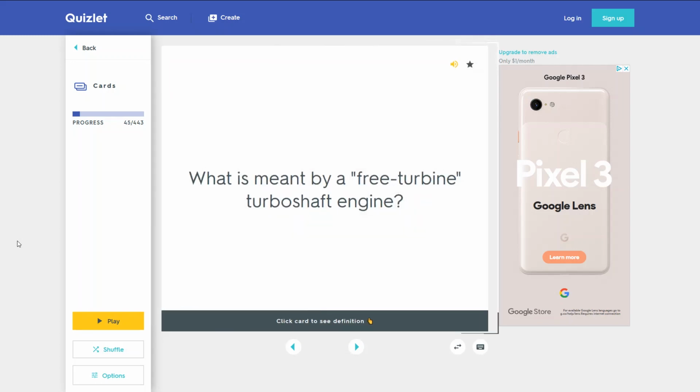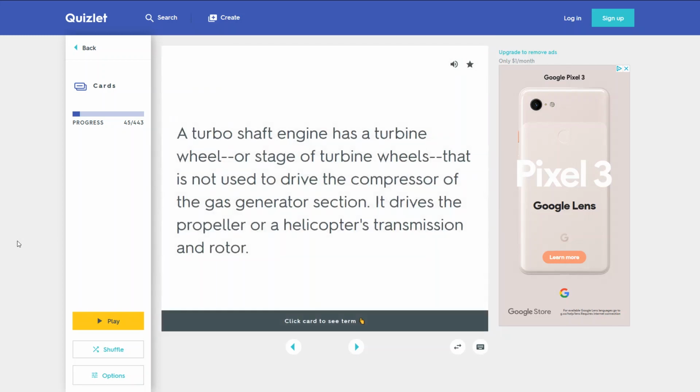What is meant by a free turbine turboshaft engine? A turboshaft engine has a turbine wheel or stage of turbine wheels that is not used to drive the compressor of the gas generator section. It drives the propeller or a helicopter's transmission and rotor.